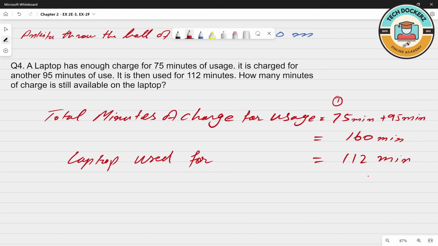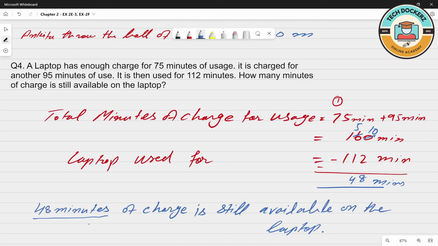The laptop was used for 112 minutes. So let's do the subtraction. We cannot subtract 2 from 0. So we will borrow 1 from 6. So this 6 will become 5 and this 0 will become 10. Now we will do the subtraction as we do. 10 minus 2, 8. 5 minus 1, 4. And 1 minus 1, 0. So 48 minutes of charge is still available on the laptop.